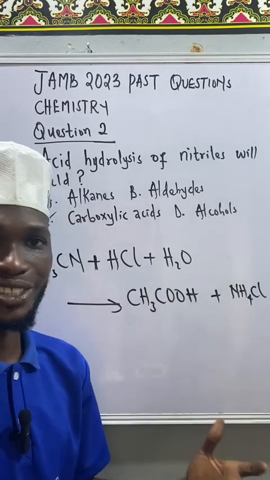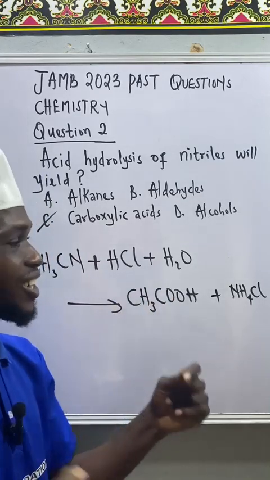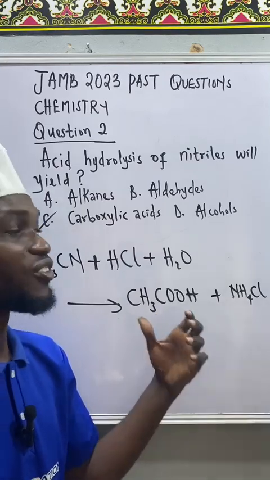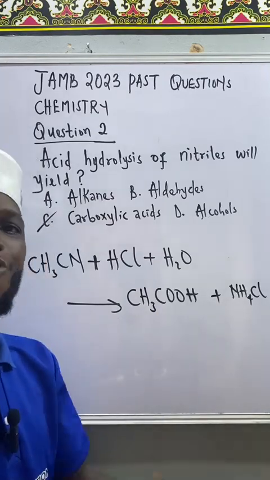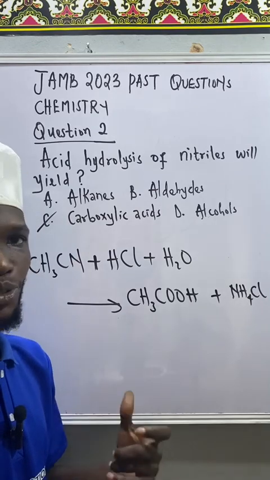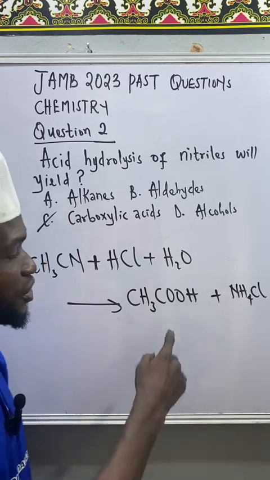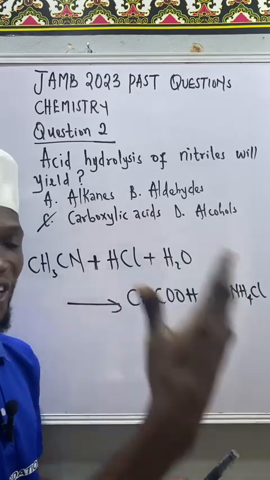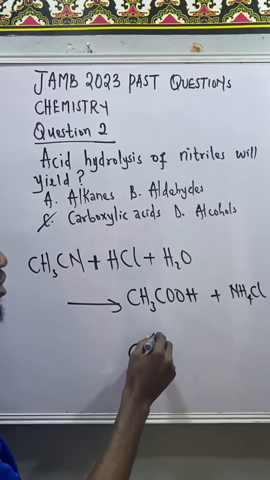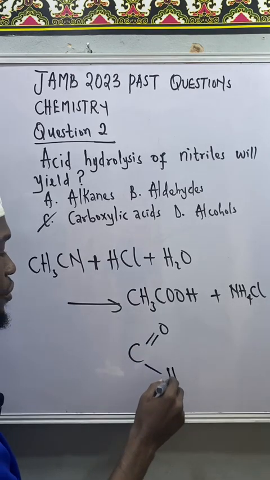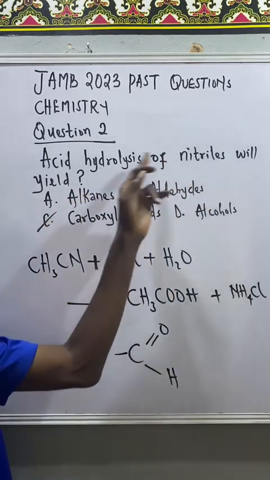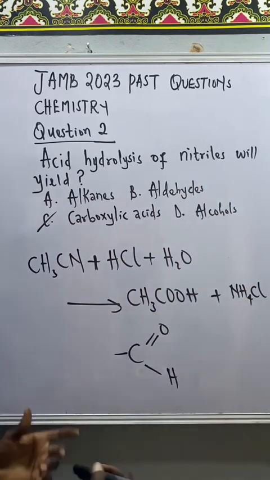What do we mean by carboxylic acid? Those organic acids that belong to the family of hydrocarbon called alkanoic acid. So their functional group is the carboxyl group. That's COOH, which is like this. So this is their functional group. This is what we always have for the acid hydrolysis of nitrile.